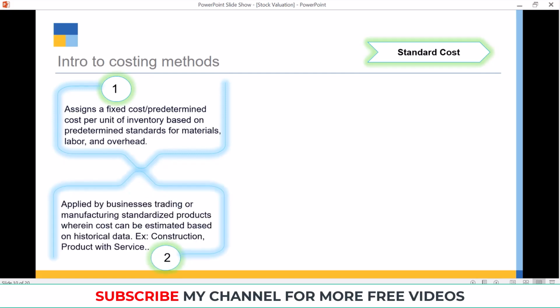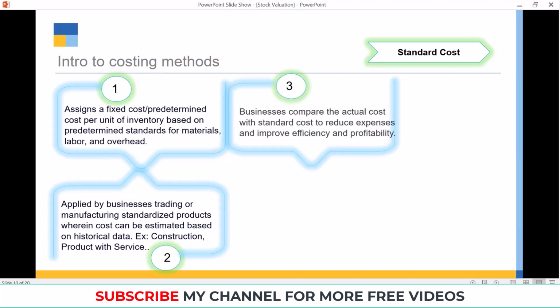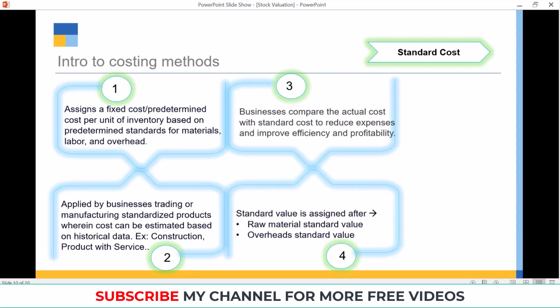Next, applied by businesses trading or manufacturing standardized products wherein cost can be estimated based on the historical data, for example construction product and with service. So based on the historical data, you can actually set the product or the pricing. I mean, we can set multiple applicable dates there. Businesses compare the actual cost with the standard cost to reduce expenses and improve efficiency and profitability. So it also helps in decision making there.